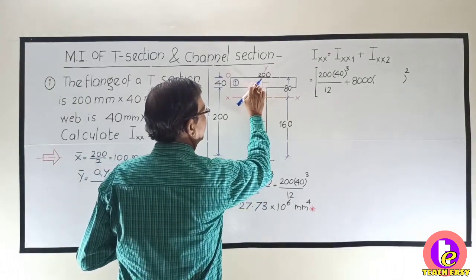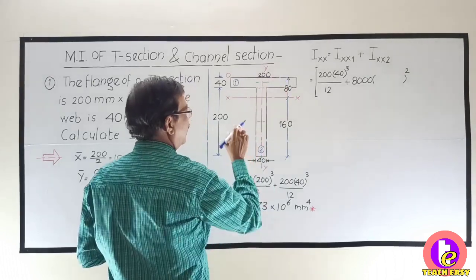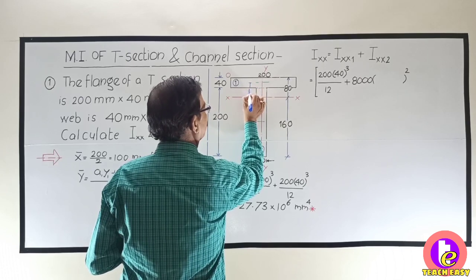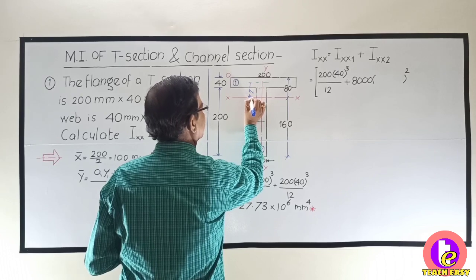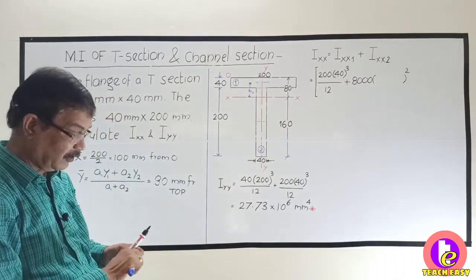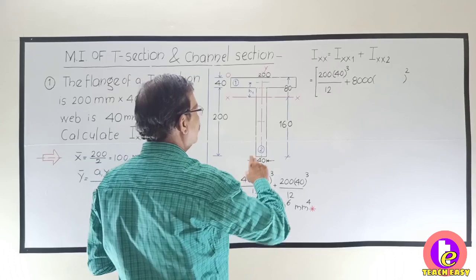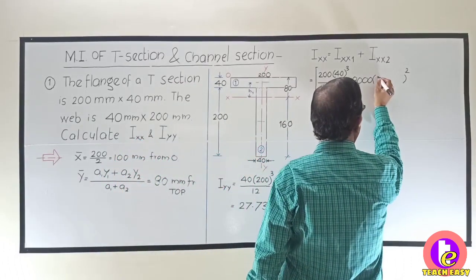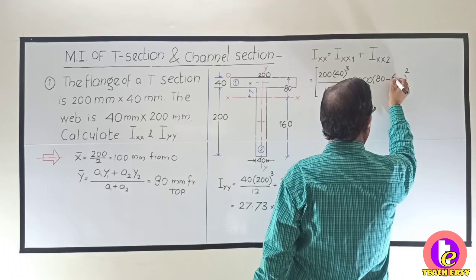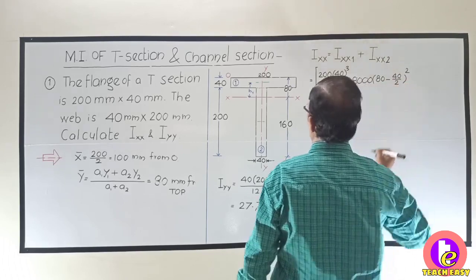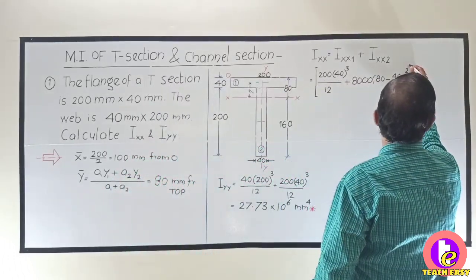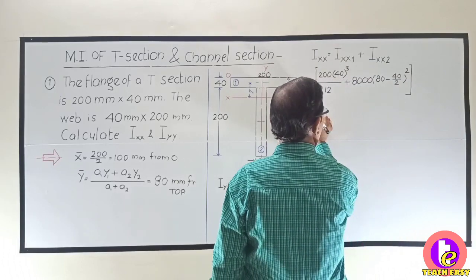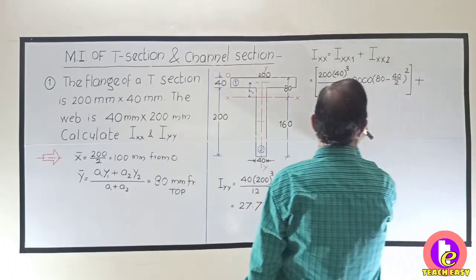See, this is x-x axis of the first and this is x-x axis of the complete section. So the distance between two is h1. So this is distance h1. So how can we calculate the value of h1? h1 will be equal to, what is this distance? 80 minus what is this distance? Half of 40. So what will be h1? 80 minus 40 by 2, bracket square, and this is the expression for Ixx1 plus Ixx2.